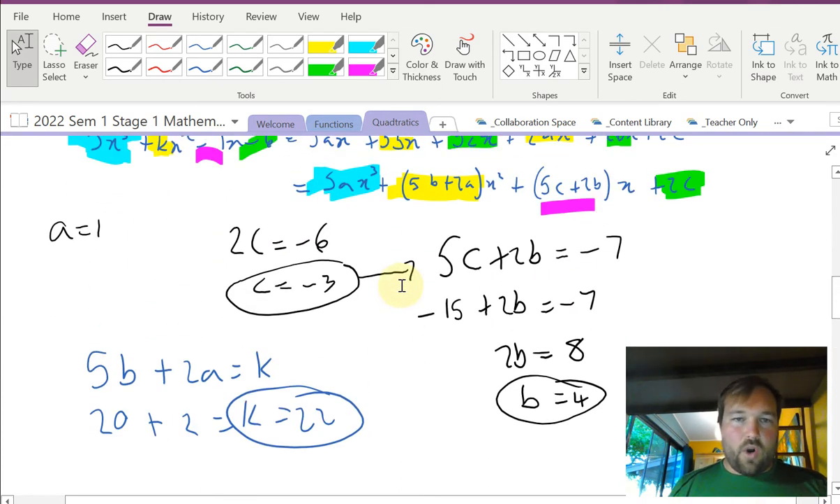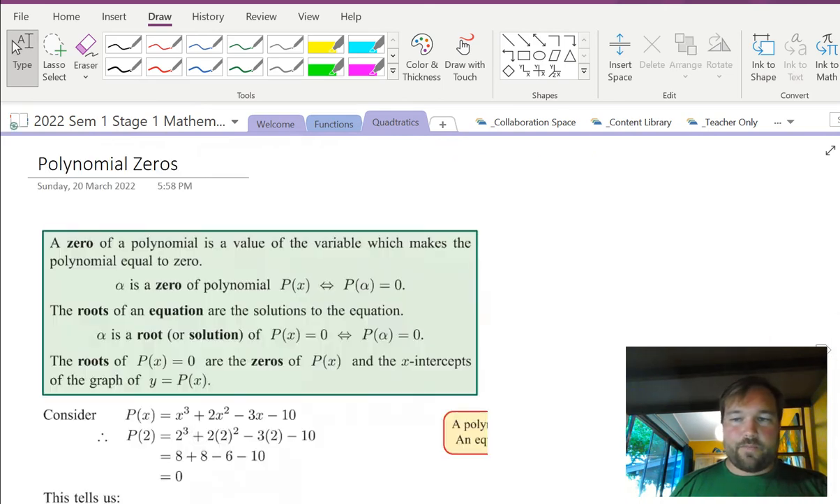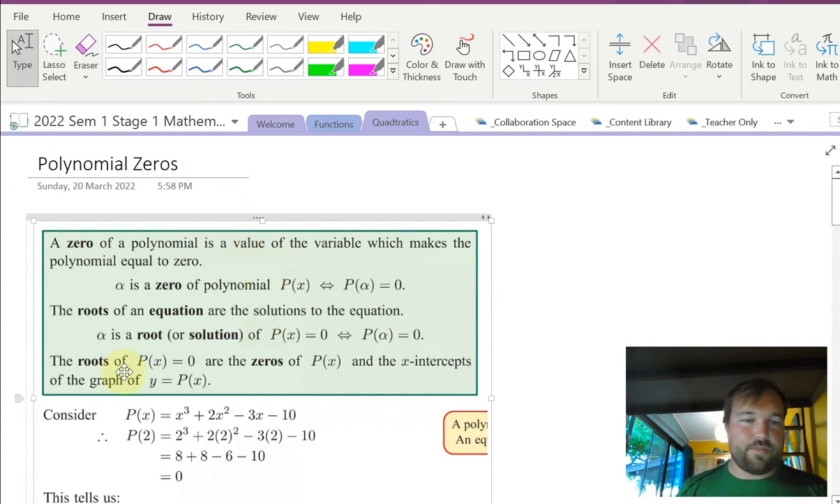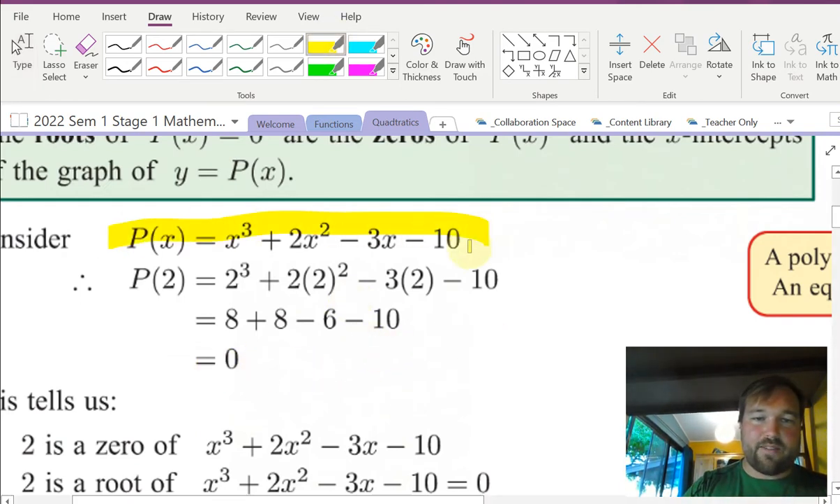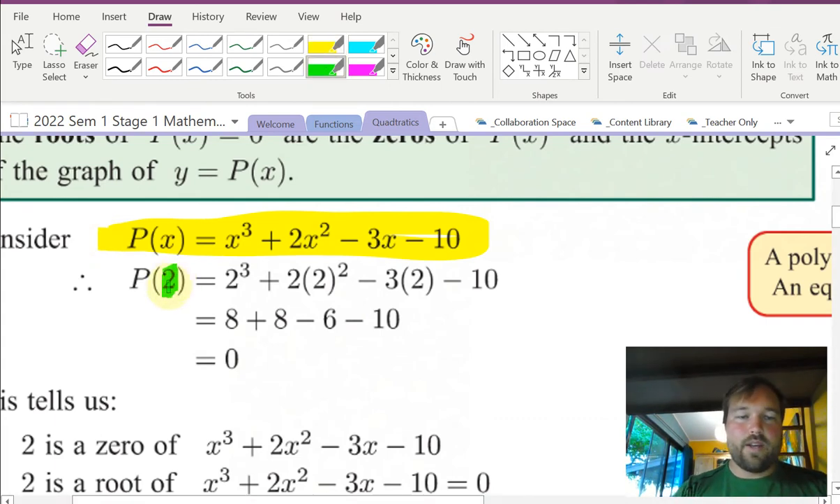Alright, on with more polynomial notes. Let's introduce the concept of zeros. A zero of a polynomial is a value that you substitute in that makes it equal to 0. So, this is the fancy box from the textbook, but what you really got to notice is down here. If you have p of x is equal to this, and you sub in x equals 2, and you work it out, what you get is 0.